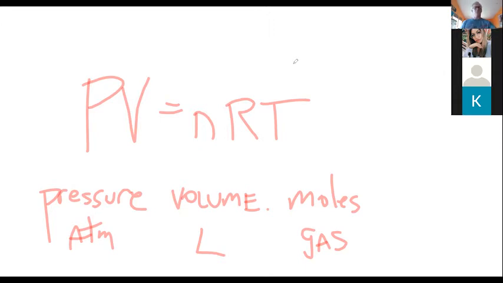So what is this T? Temperature. And when we're dealing with gases, what temperature scale do we use? Kelvins. Kelvin. Yeah, why? Why can't we use Celsius or Fahrenheit? They aren't absolute. Kelvin is absolute. Why is that so important?